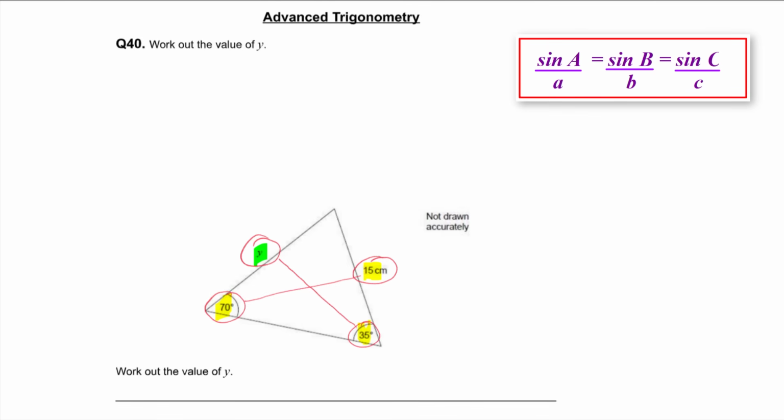So if I want to find the side, I'm going to write it down with the sides on the top. If I want to find an angle, I'm going to write it down with the angles on the top. Okay, now there's no letters on here, so you can do it yourself.